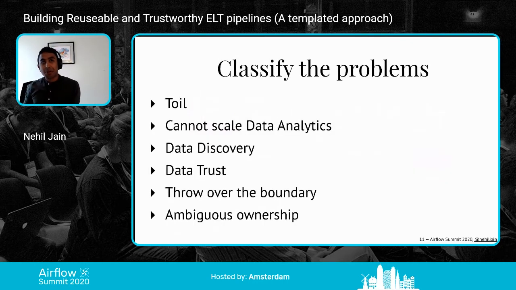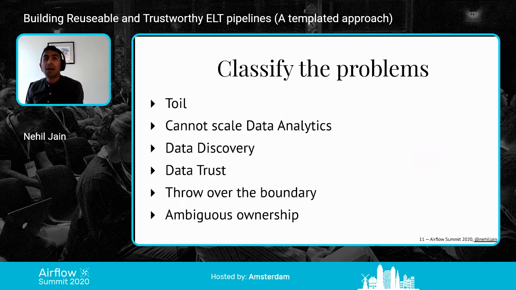So let's classify the problem. These are the different ways I would classify problems. One is toil. Toil is the amount of manual work that was being done to keep the pipeline up and running, to adapt to changes. As the requirements change, you keep changing the code a lot, stuff like that. Because of that, you cannot scale your data analytics. So what happens is, as the business grows, you have to add more engineers for the amount of analysts who are doing the transformations or who are consuming the data.